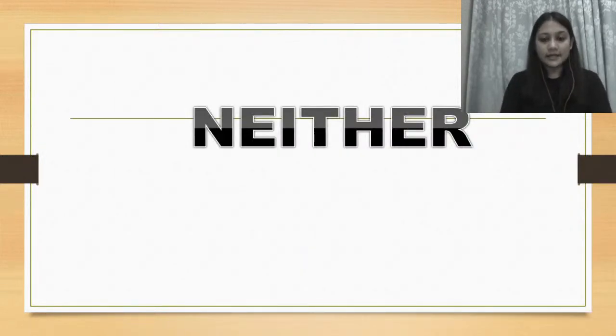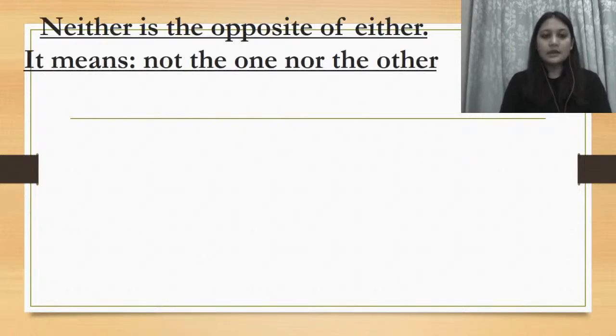Next is neither. Neither is the opposite of either. It means not the one nor the other. Right? It's very simple. As the word clearly says, neither, no, right? It's very easy to pick. So it simply means not this one, not that one.